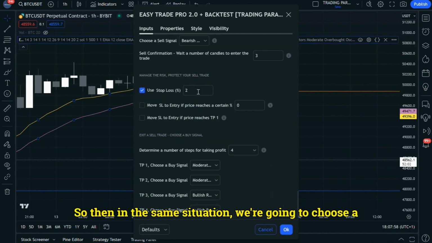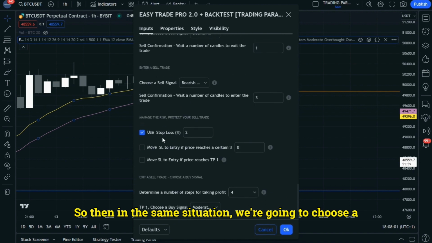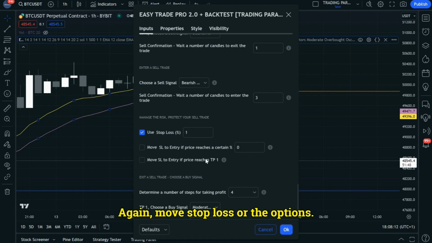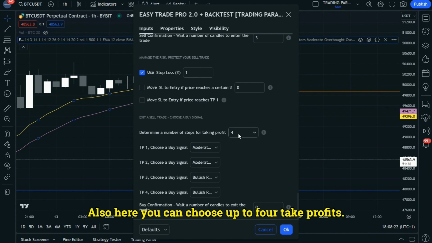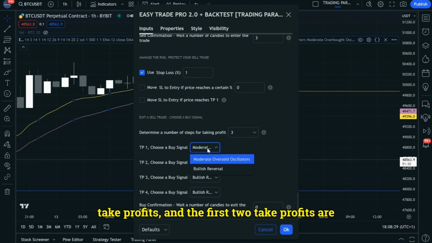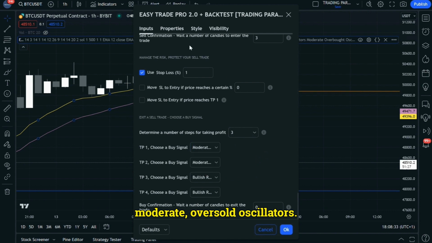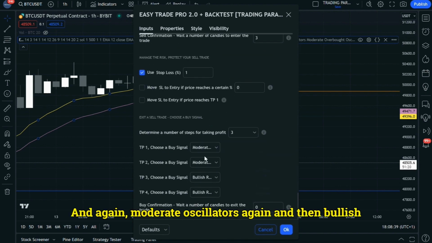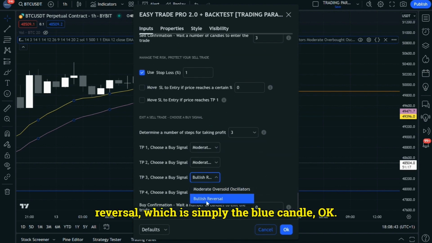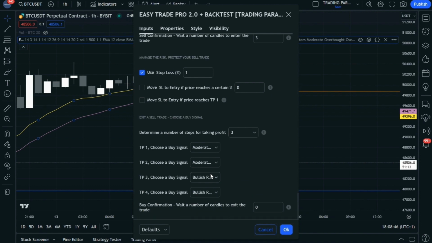Then in the same situation, we choose a stop loss. Again, here we choose 1% of stop loss, and here again you can choose whatever you want, again the move stop loss options I was talking about before. Also here you can choose up to 4 take profits, and in this case we're going to choose only 3. The first 2 take profits are moderate oversold oscillators, which is the bull signal, and again moderate oscillators, and then bullish reversal, which is simply the blue candle.